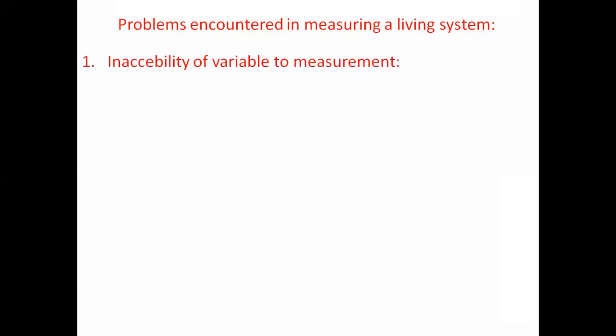The first one is inaccessibility of the variable to be measured. We are unable to measure the variables. Suppose we want to record the information of the brain. How can we place these electrodes? It is difficult. We cannot access that directly. We cannot put the electrode into our brain. In such a situation, we go for indirect measurements. That is one example of inaccessibility of the variable to be measured.